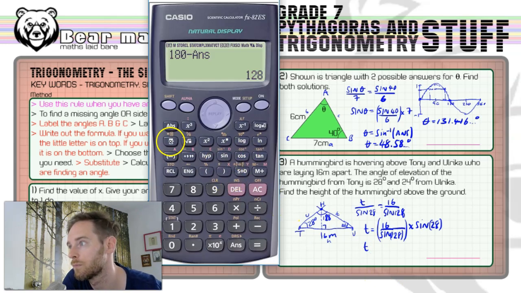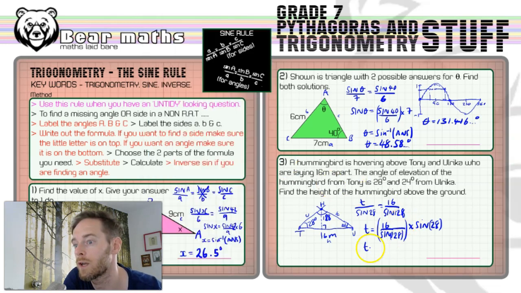So press that, 16, sine 128, close that, multiply it by sine of 28, 9.53. So t is 9.53 whatever, right? Now we needed that because we had to have a side length and an angle.